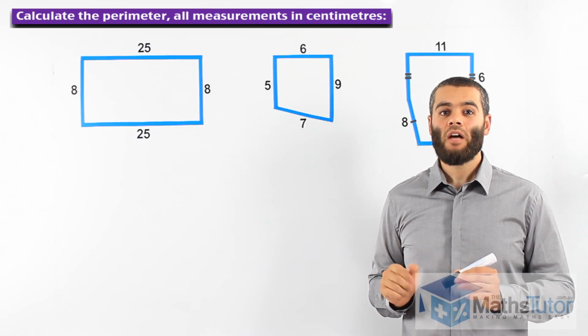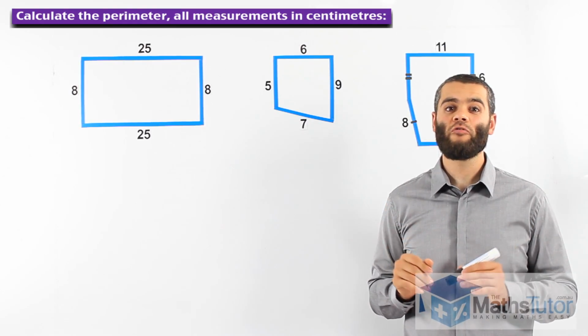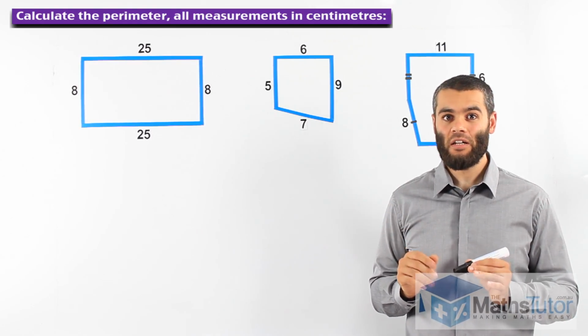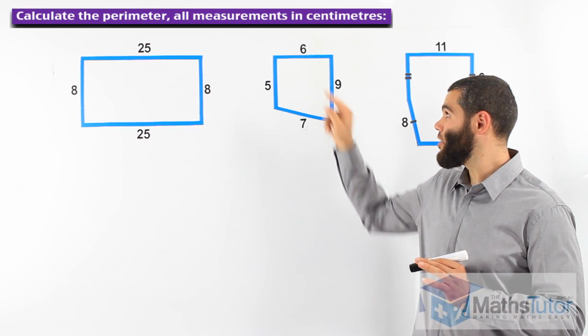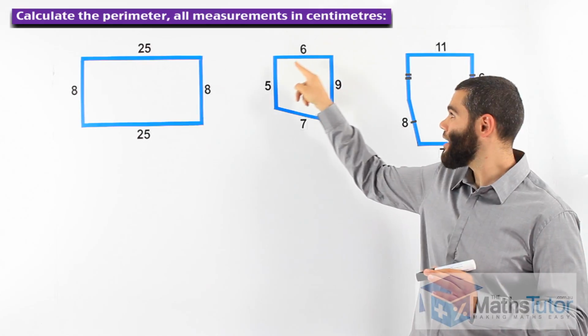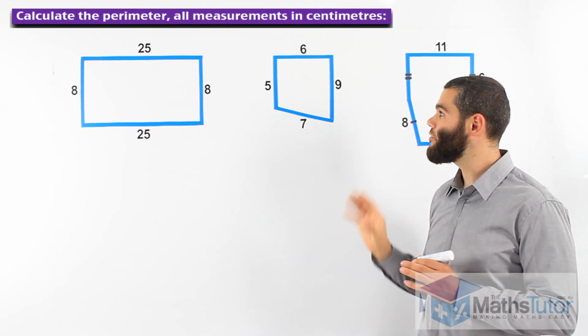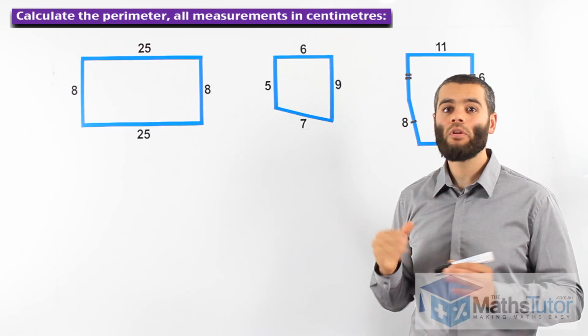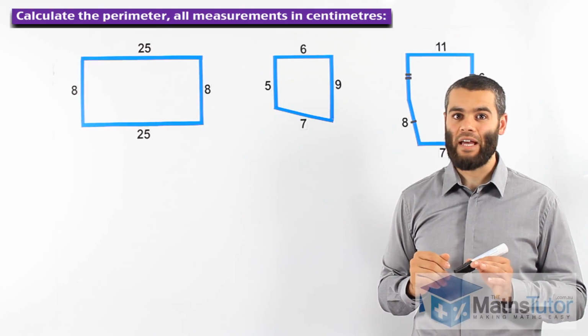Hey guys, I'm going to show you how to calculate and solve questions that involve perimeter. Now what is perimeter? Perimeter is the boundary of a shape. So we're working out the boundary and we're calculating the total boundary around any shape. Now here we have different types of shapes. They are simple and we are going to do more examples that are a little bit more complicated than that.